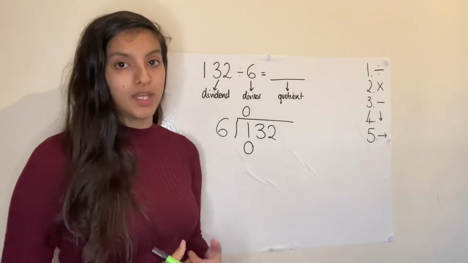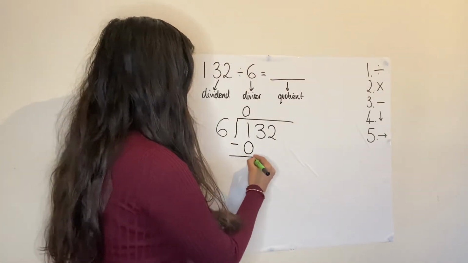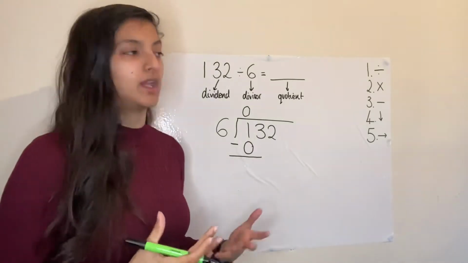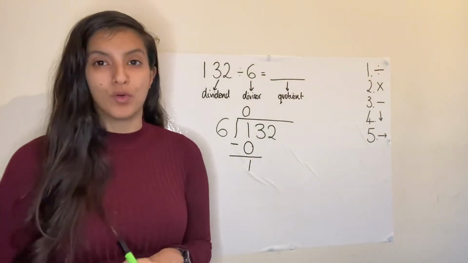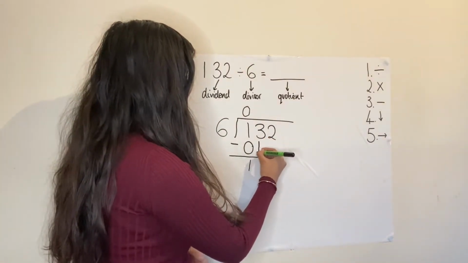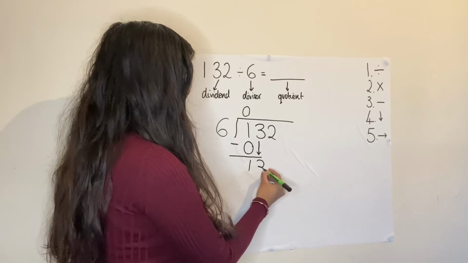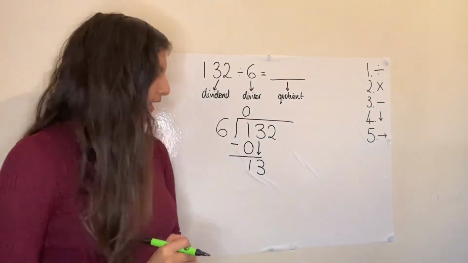Step number 3 is to subtract. So we're going to subtract both of these numbers together. So 1 take away 0 equals 1. Now we can move on to step number 4, which is to bring the next number down. So I'm just going to draw a little arrow to bring the next number down, making it 13. And then step number 5 is to go all over again.